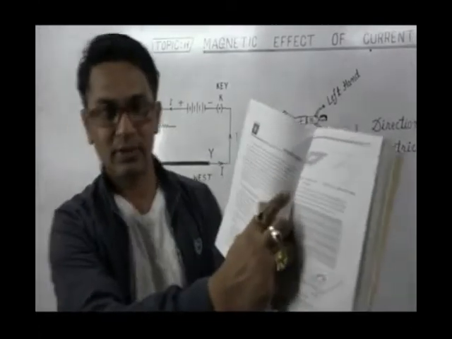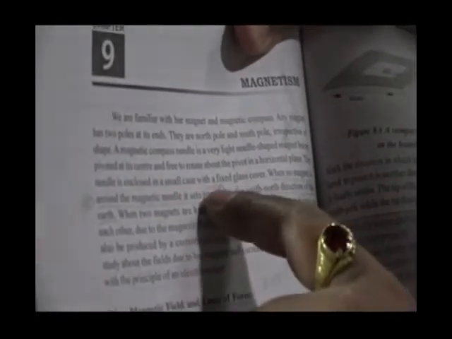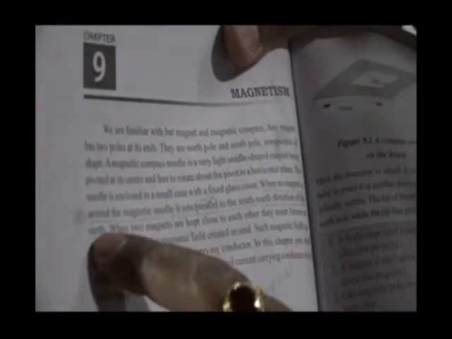Line number 5: when no magnet is around the magnetic needle, it sets parallel to the south-north direction of the earth. See the magnetic field and the lines of force.